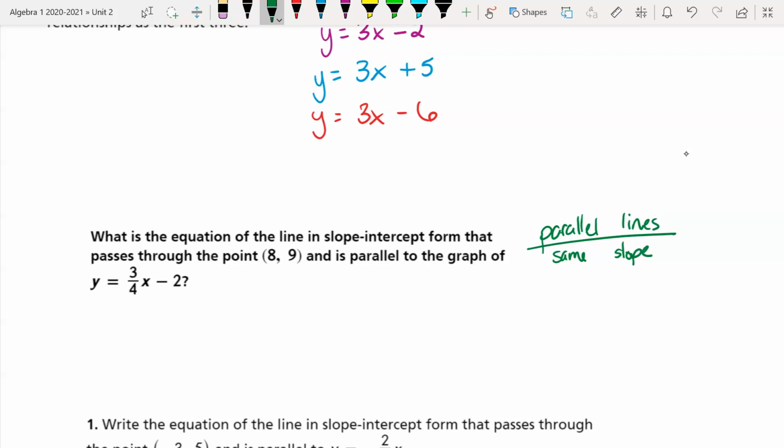So here's what they're going to do. They're going to give you a point, and they're going to ask you to make it parallel to an equation. Well, look at this equation. What is my slope in this equation? Hope you're sitting there saying 3/4. So if I want to make it parallel to that one, I have to have a slope of 3/4 in my new line. So now here's what we do. We take a point and a slope, aka point slope form.